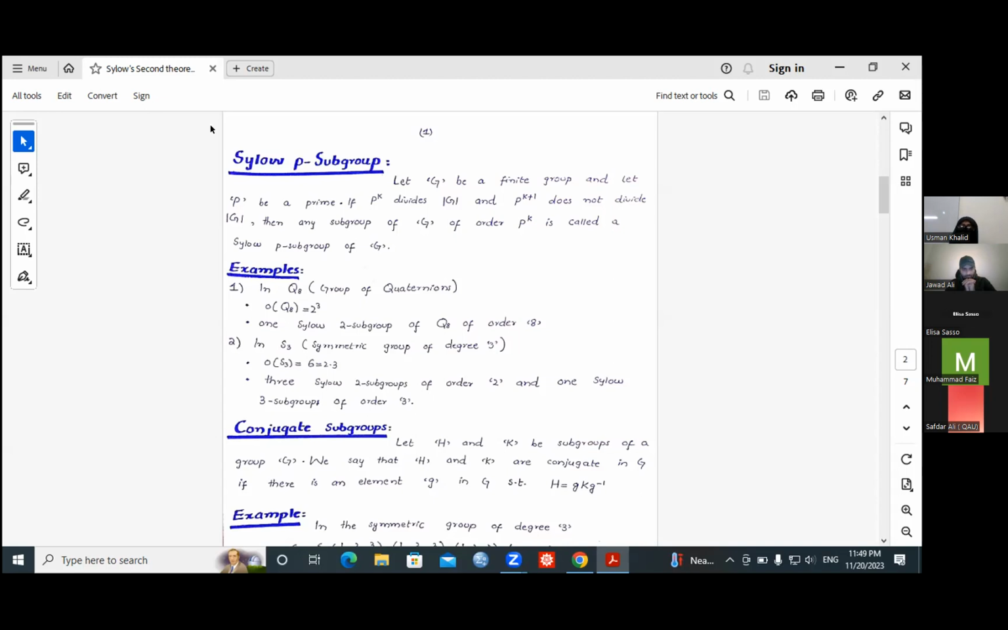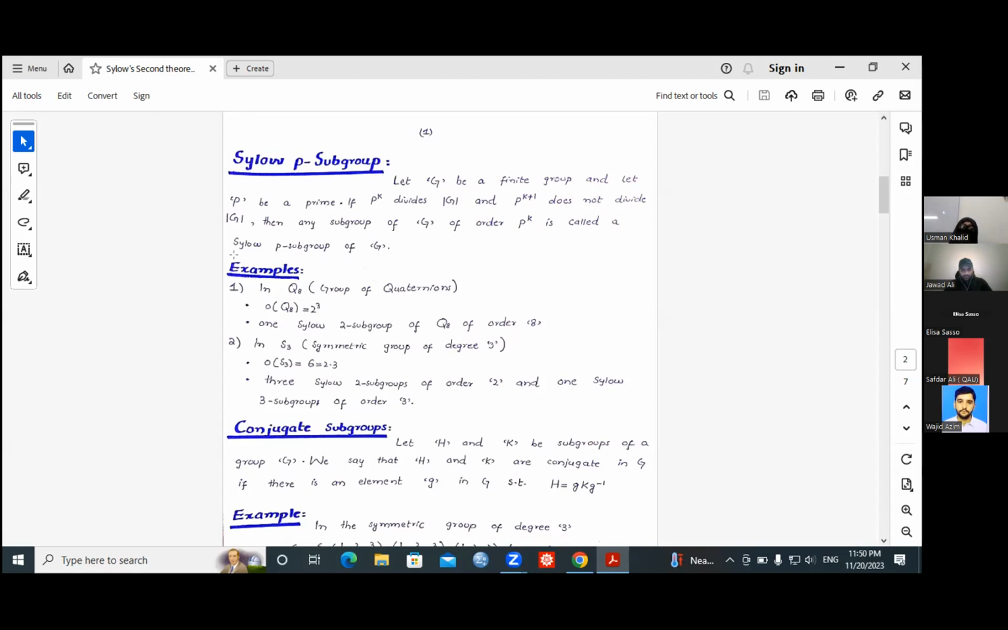So what is a Sylow p-subgroup? A Sylow p-subgroup is a subgroup whose order is a power of a prime p that divides the order of the group. Here are some examples. For example, in the symmetric group, we have 3 Sylow 2-subgroups of order 2 and 1 Sylow 3-subgroup of order 3. Now, similar to the relation of conjugacy between elements of a group, we have a conjugacy relation between the subgroups of a group.